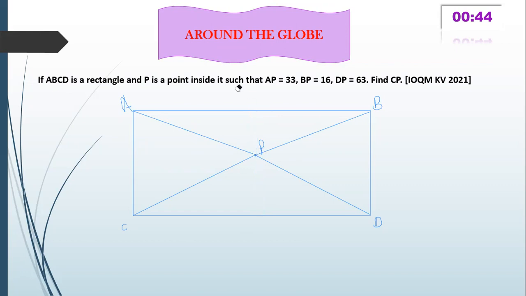Using this same thing, just put the value of AP, that is given 33, then BP, that is given 16, DP, that is given 63, and you have to find the value of CP. How can you do this? Take it as x square plus 16 square equal to 33 square plus 63 square, x is equal to 56. As simple as that. So this was a very simple problem, and I think it is a doable problem of last year.